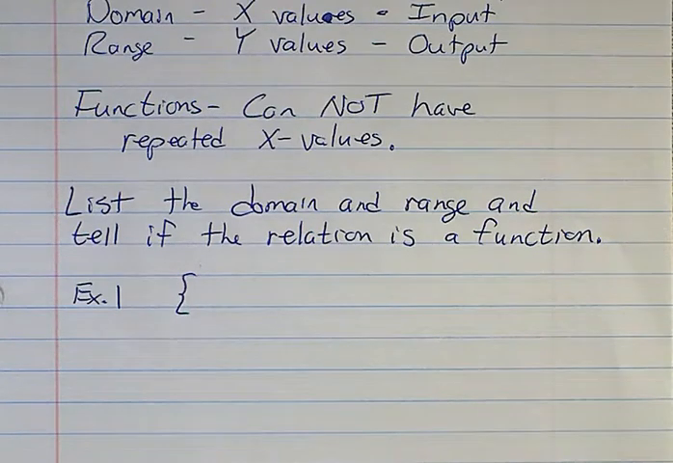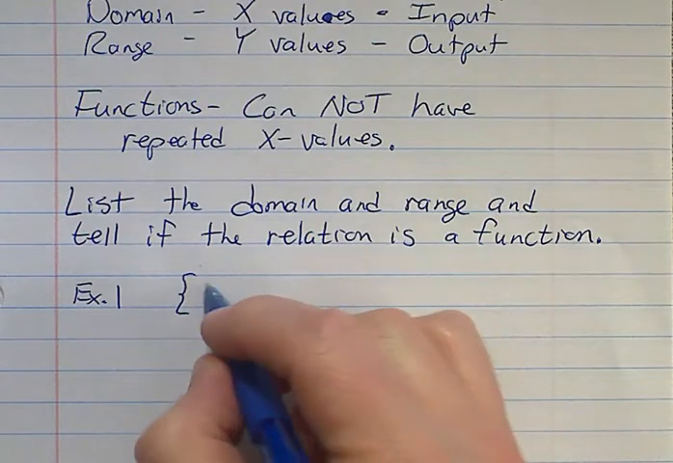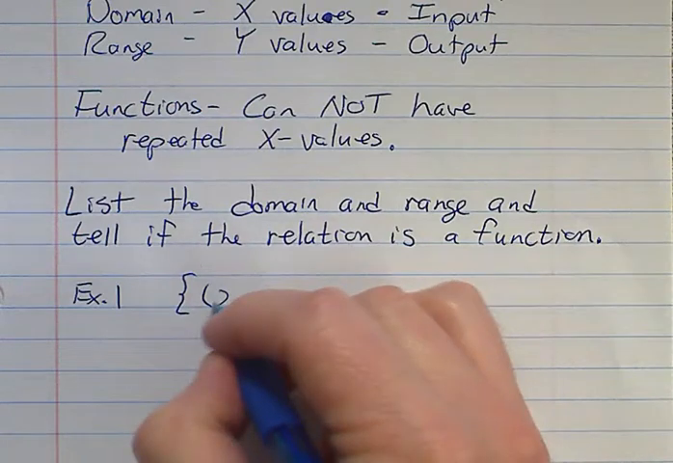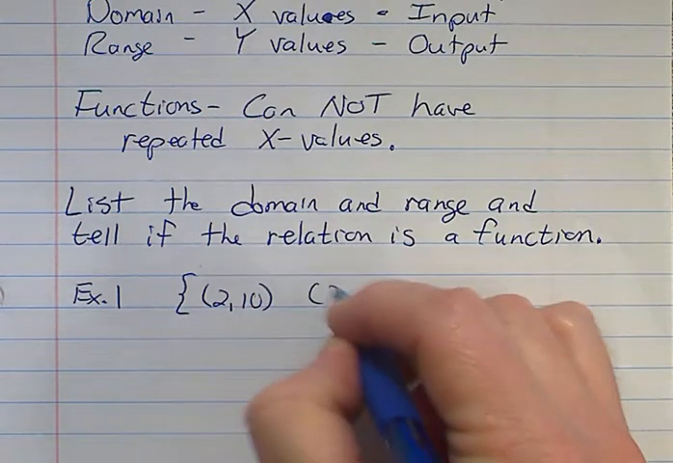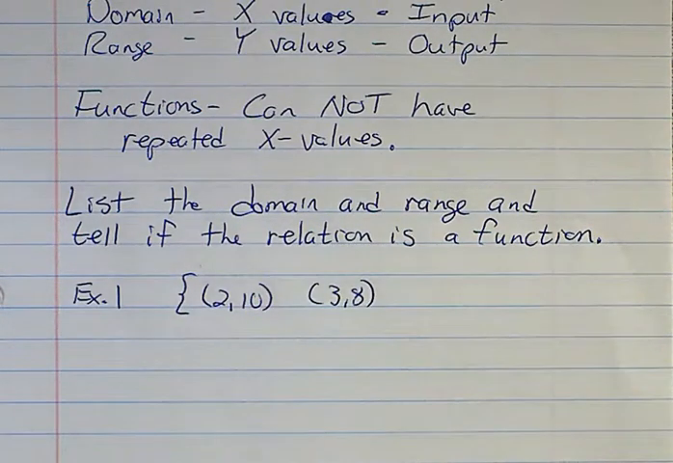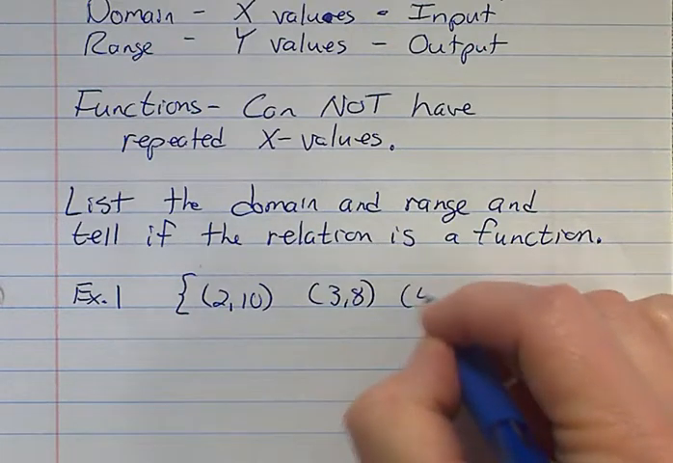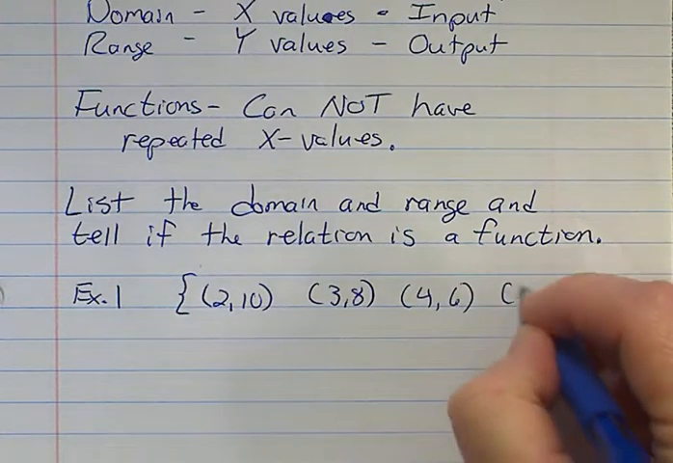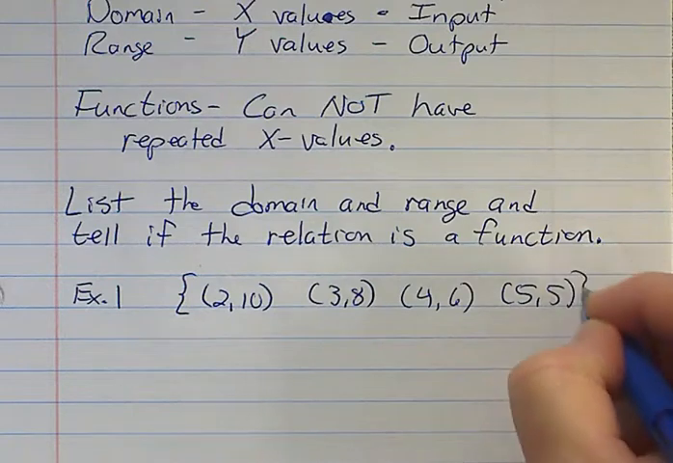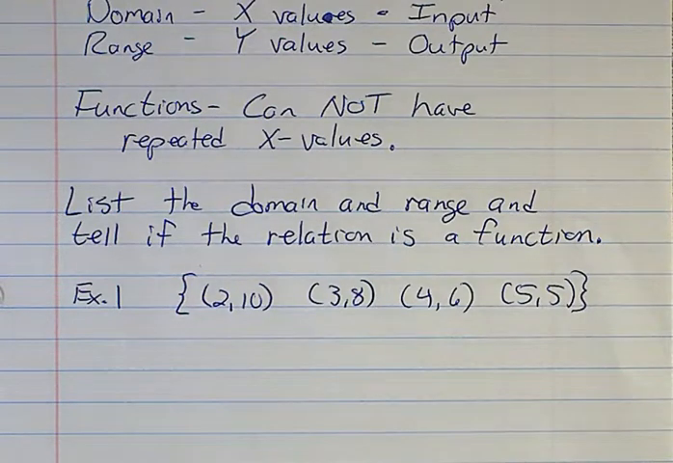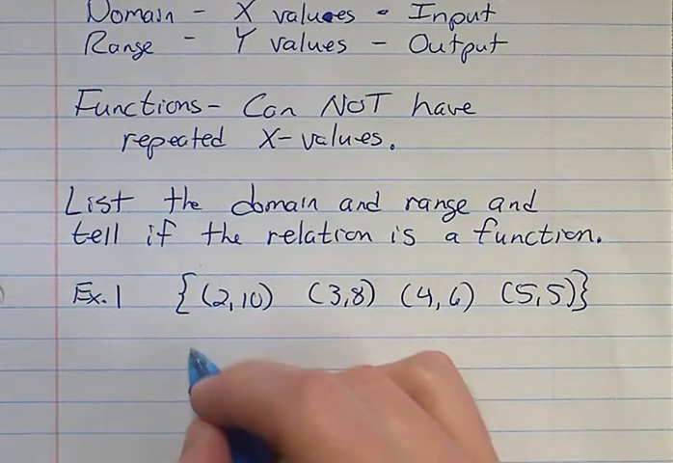Okay, and here's what a relation looks like. It's just a bunch of ordered pairs. So you'll have, like, 2, 10, 3, 8, 4, 6, and maybe 5, 5 or something like that. Usually it's 3, 4, maybe 5. They shouldn't give you a whole lot more than that, but it's just a big list of numbers that you're looking at.